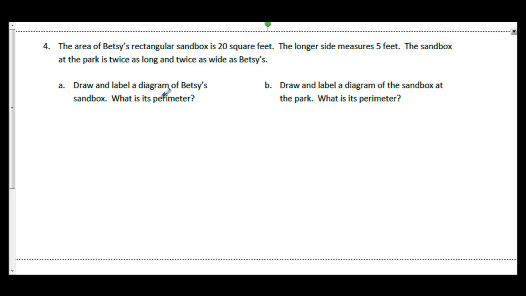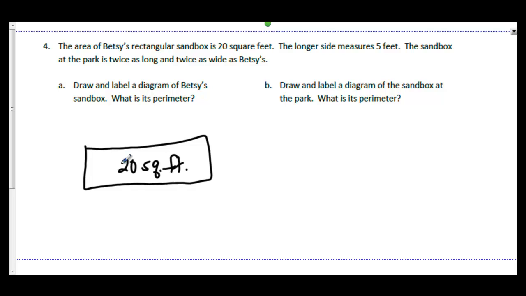All right, so it says draw and label a diagram of Betsy's sandbox. So I'm going to go ahead and draw a rectangle. And then it says that the area is 20 square feet, so I'm going to label that. And it said the longer side measures 5 feet. So I know that area equals length times width. I want you to try to see if you can figure out what the other side is, and then once you figure that out, go ahead and find the perimeter. But if you want to stay with me, I'll be glad to walk you through it.